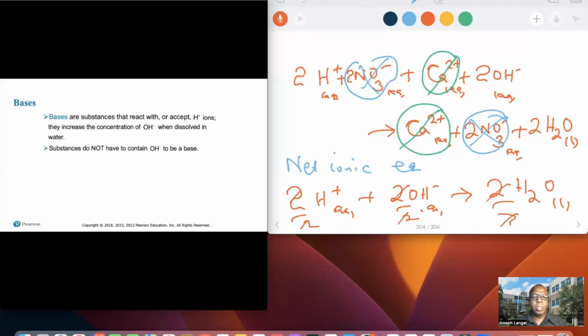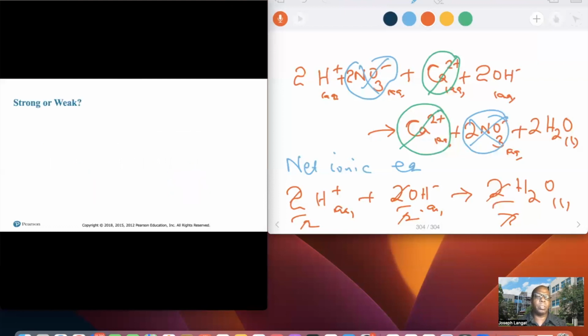Some substances do not contain hydroxide ion, yet they are considered as bases, such as ammonia. It will generate hydroxide in liquid H2O. Those are the Bronsted definitions of a base and an acid. Now, we have strong acid, strong base, weak acid, weak bases.